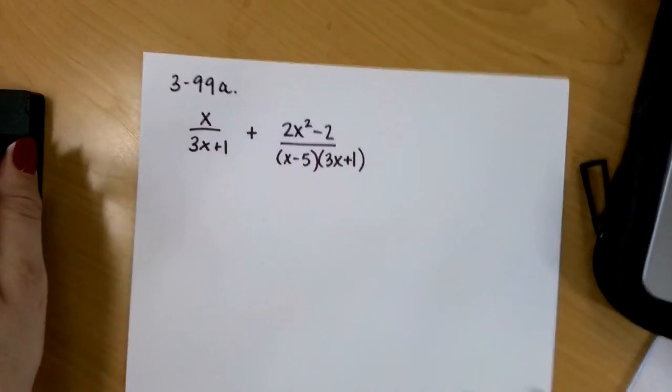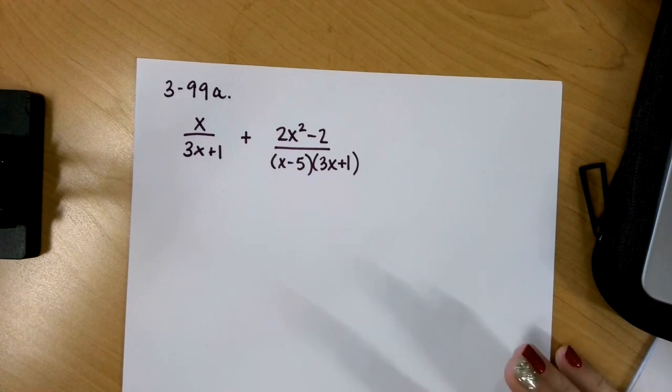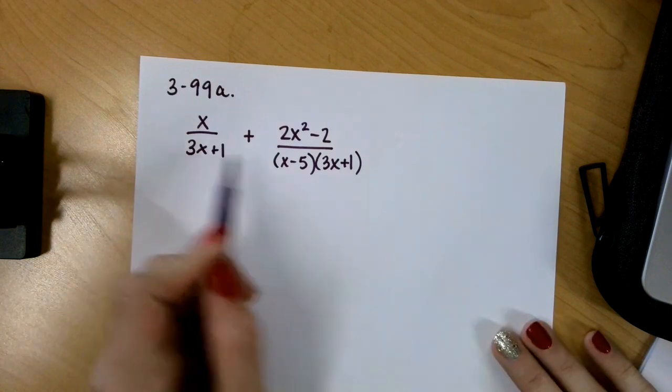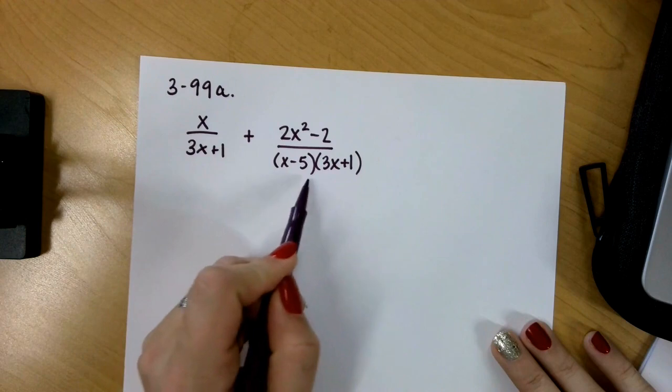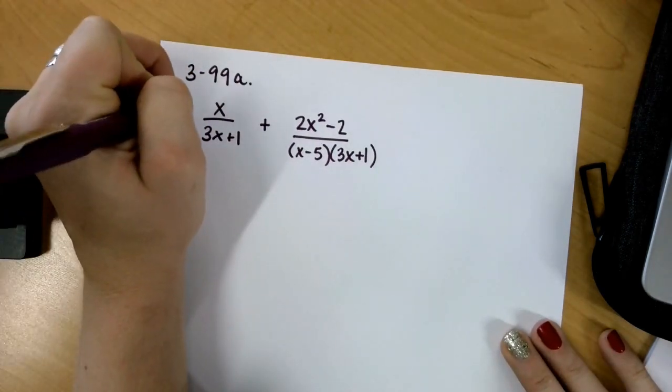For 3-99a, we are trying to add our two rational expressions. And to do that, I need a common denominator. So I noticed that they already both have the 3x plus 1. The only one that's missing something is the x minus 5 over here. So I need to multiply this equation by x minus 5.